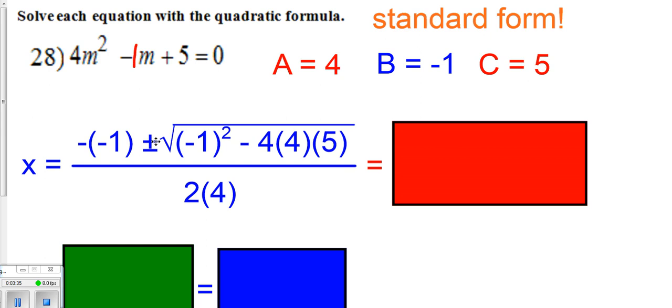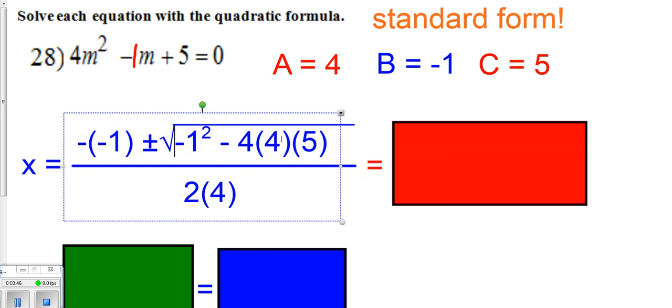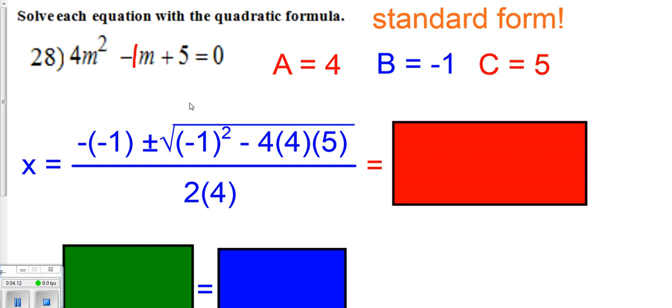Negative, negative 1, plus or minus the square root of negative 1 squared. When you type this into your calculator, make sure you have the parentheses around this negative 1. If you type it in without the parentheses, your calculator will read exponents first, then do the negative. So 1 squared, and then the negative version of that, it would call just this piece right here negative 1. If you type it correctly with the parentheses around it, now it thinks to take negative 1 and square it. So negative 1 times negative 1 is positive 1.